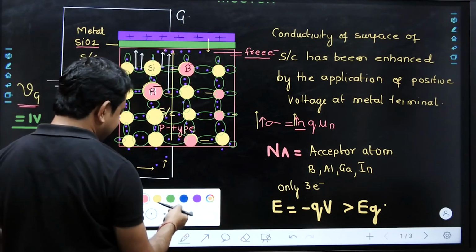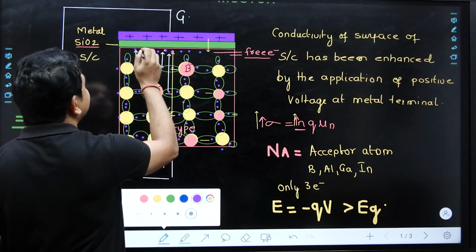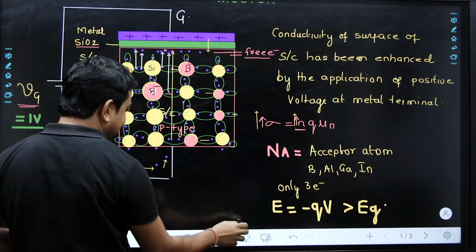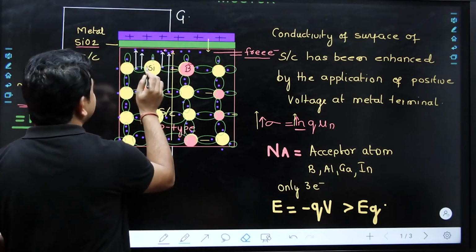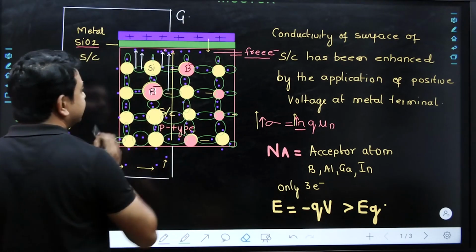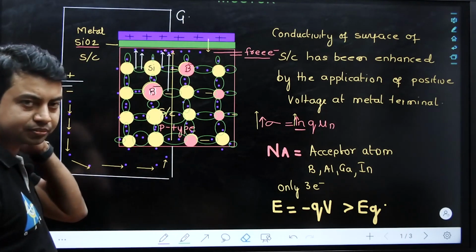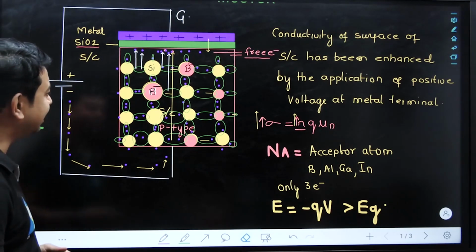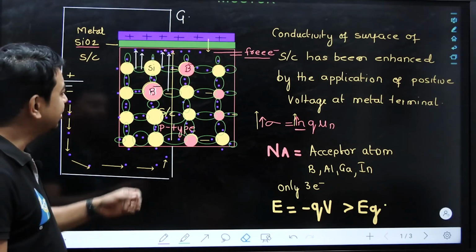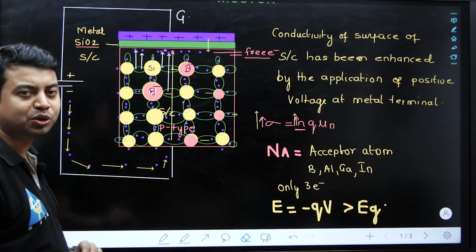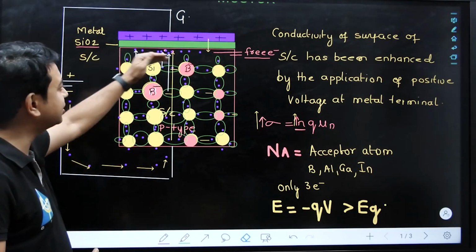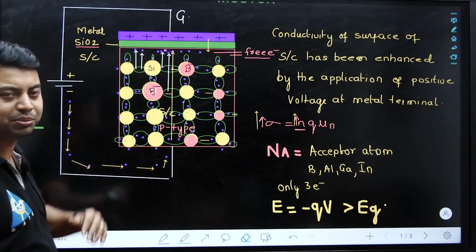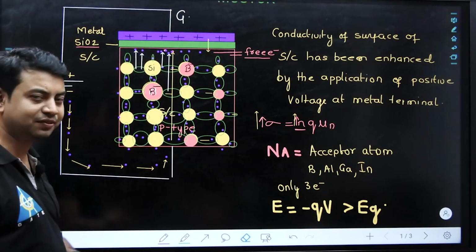So every direction will give one electron like this, one electron like this, and vacancies have been created here. That means if the energy supplied by the voltage source is of sufficient value to make the electrons escape from the covalent bond, then we have a sufficient number of free electrons on the surface of the semiconductor and it will increase the conductivity.